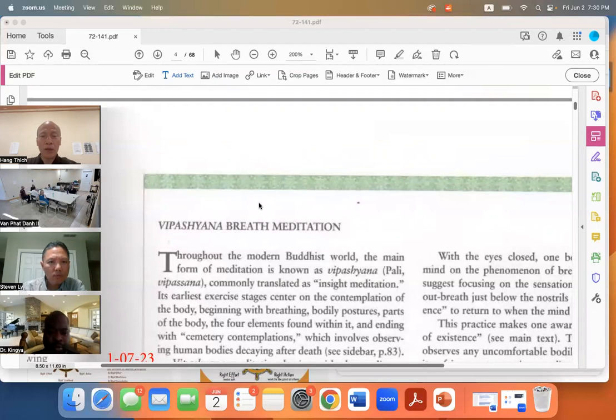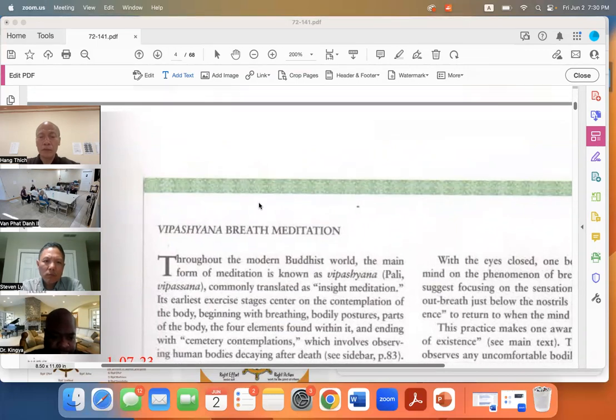Throughout the modern Buddhist world, the main form of meditation is known as Vipassana, Pali Vipassana, commonly translated as insight meditation. Its earliest exercise stages center on the contemplation of the body, beginning with the breathing, bodily postures, parts of the body, the four elements found within it, and ending with cemetery contemplations, which involves observing human bodies decaying after death. See Cyborg, page 83. You follow that, right?